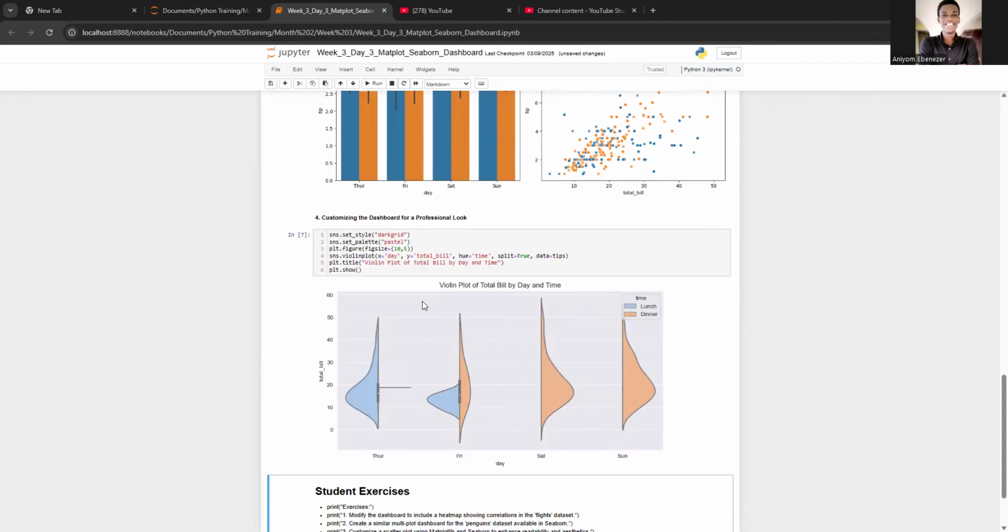So we can add a violin plot. So for total bill, a violin plot. On Thursday, the majority of the guys that were buying were between $10 and $20, right? And on Friday, the same thing. On Saturday, it was the same thing, but it was closer to $20 than Thursday and Friday. While on Sunday, I think we had more purchases tending beyond $20.